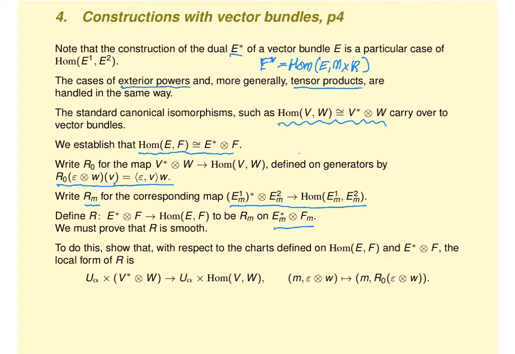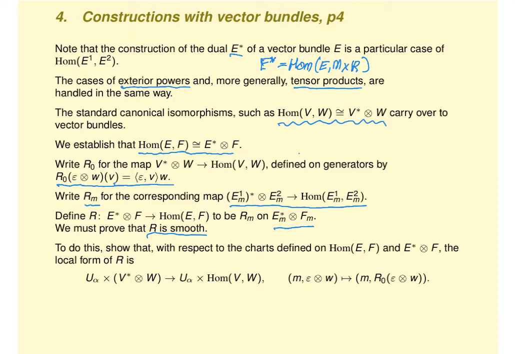And the only real job is to prove that R is smooth. And the way to do this is to take charts. For Hom, we've seen how to do it. For the dual, you can check easily enough how to do it. We haven't done tensor products, but it's a straightforward modification of the direct sums that we did do.